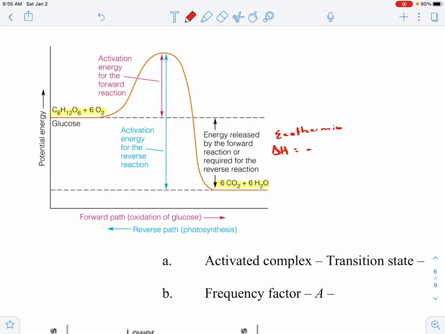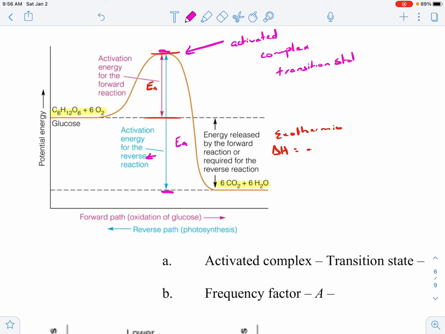Now if we look at this little hump right here, this is our activation energy, and we would call that E sub A. It's labeled as the energy for the forward reaction because the reverse would be true too. If we change colors here, from here to here is our activation energy of the reverse reaction. So we could be looking at this from two different ways. And what we have right here at the top in both cases is what is called the activated complex. It's also called the transition state.